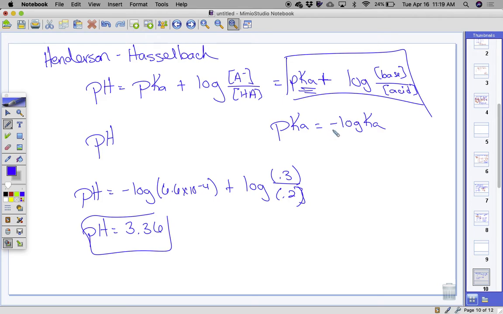Okay, so there's an equation you can use. As long as you recognize that it's a buffer, you can use that if you think that's simpler. Okay?